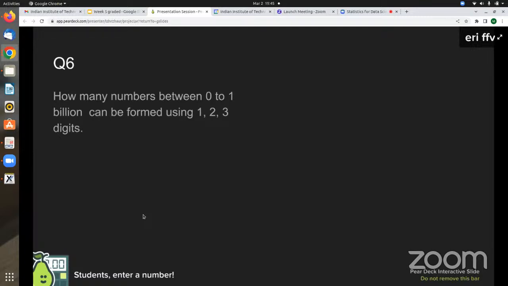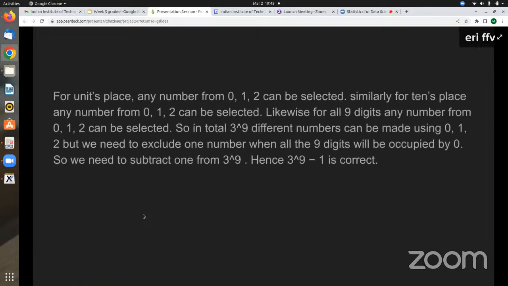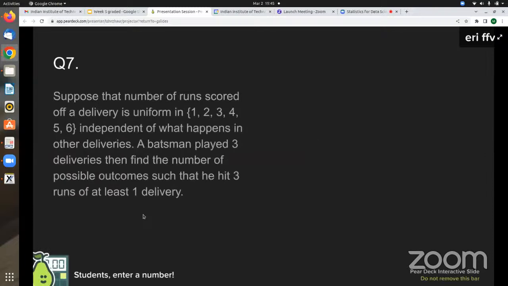It's like a number system, right, sir? The correct answer should be 3 to the power 9. Like binary, you have 2 to the power, then for ternary, you may have 3 to the power. You can think of it like that. So this is the wrong solution; it should be 3 to the power 9. Okay, let's skip that question anyway.